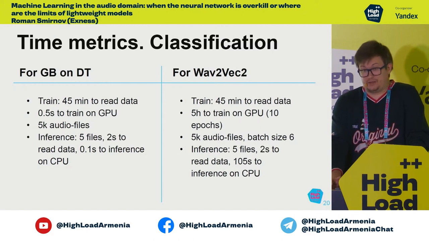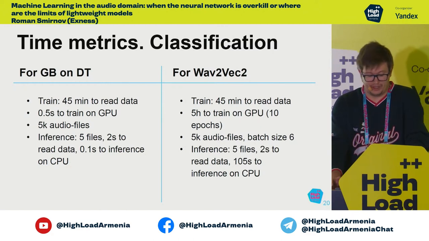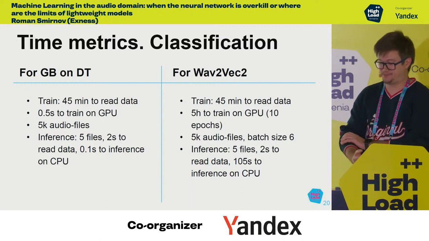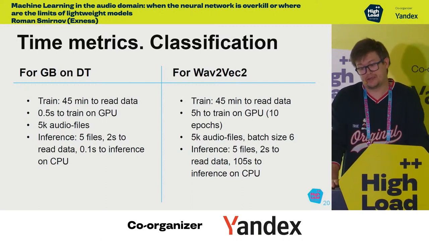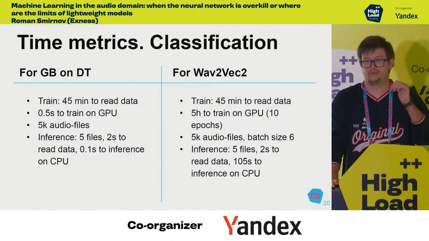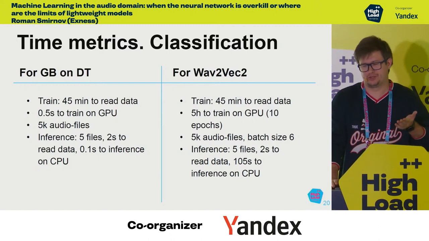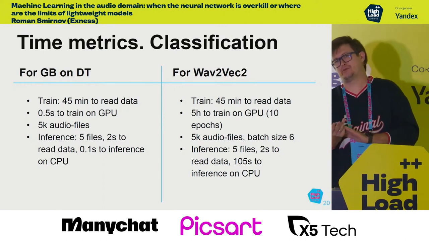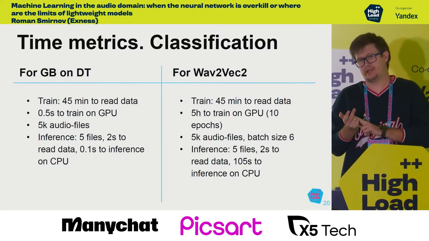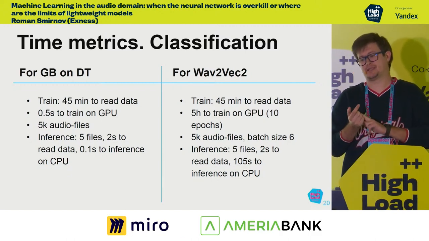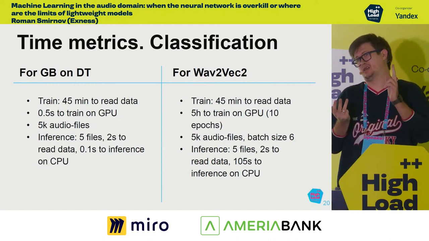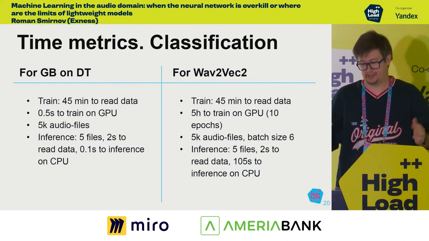Time metrics for the first task, the classification task, when we wanted to train a model to separate good or bad audios. Just to mention, we spend similar time to read and pre-process data. It was 45 minutes for both of the models. Again, for gradient boosting, we read data, we create mel specs, we extract all statistics, that's it. For the wav2vec model, we again read data, resample it, truncate, that's it.